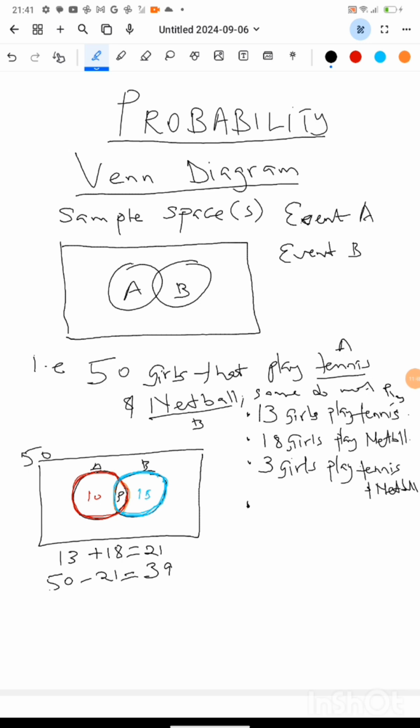Then where do you place this? You place this here. Not 39. My maths is wrong. 29, right? 29. That means that this is 29. So the ones that do not play netball or tennis, you should write that number outside the circle, inside the square. So that's how probability is.